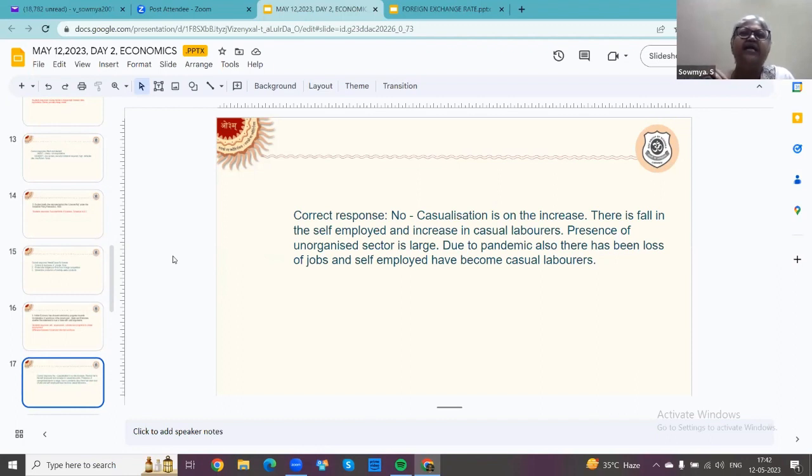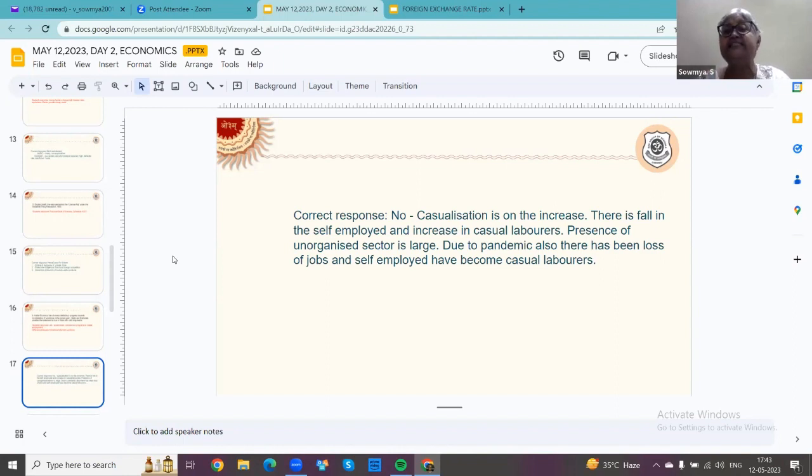The number of self-employed has reduced. Yeah, because the self-employed did not have enough money, enough funding. Especially during COVID, what has happened? There has been loss of jobs. Even small businesses ran out of business, and since they did not have big skills, they were forced to become casual laborers. Isn't it? Yeah, that is what the board is expecting as an answer for this question. Yes. So partly, even if they don't mention the pandemic, it's all right.